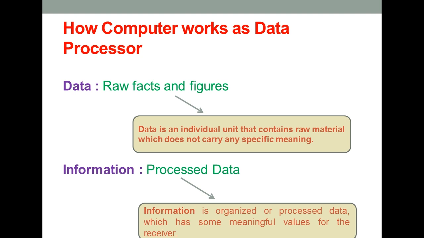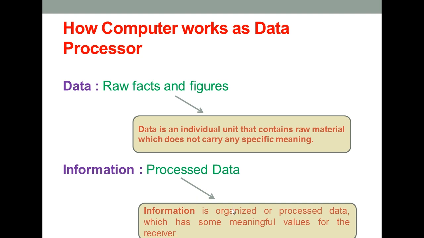So data means raw facts, meaning we haven't made clear what it is exactly, and after the organization of that data, after the processing of that data, it will be known as information. When the data is interpreted or processed to determine its true meaning, then it is known as information.